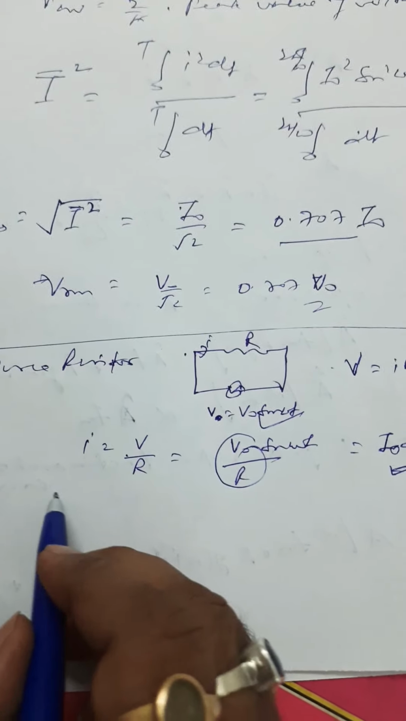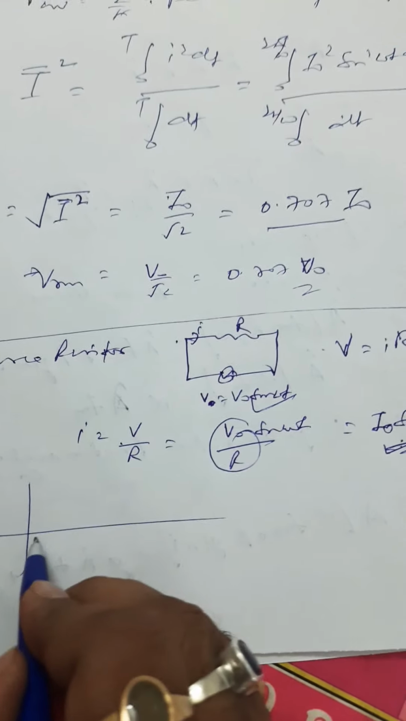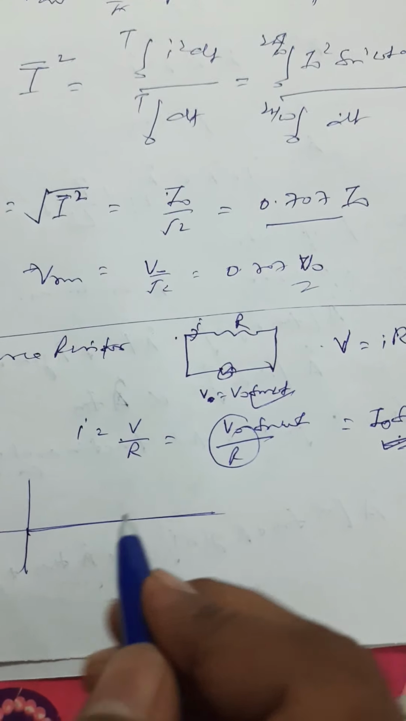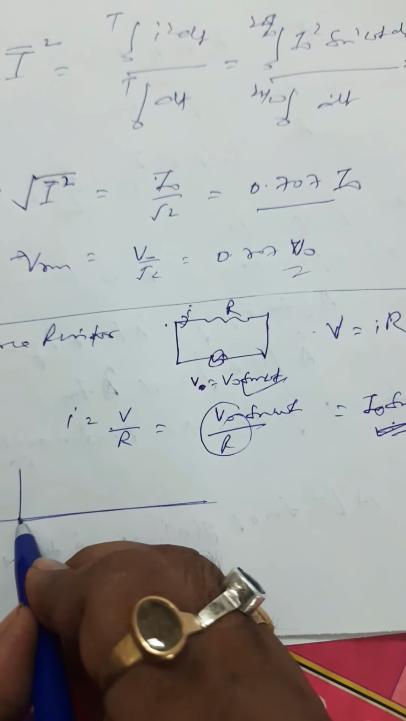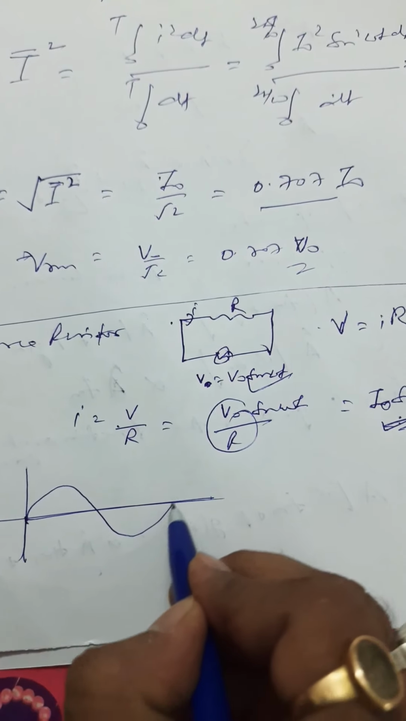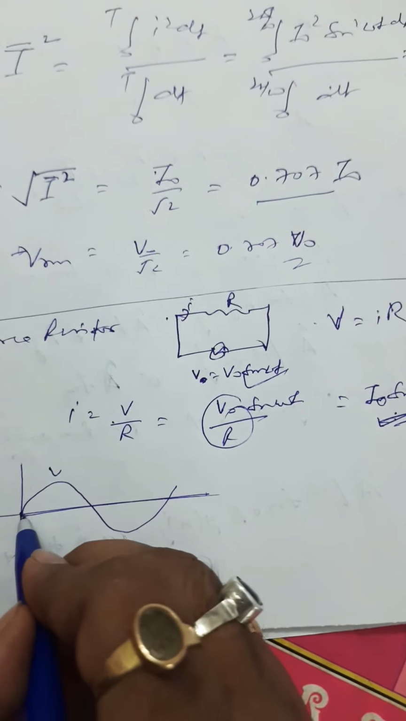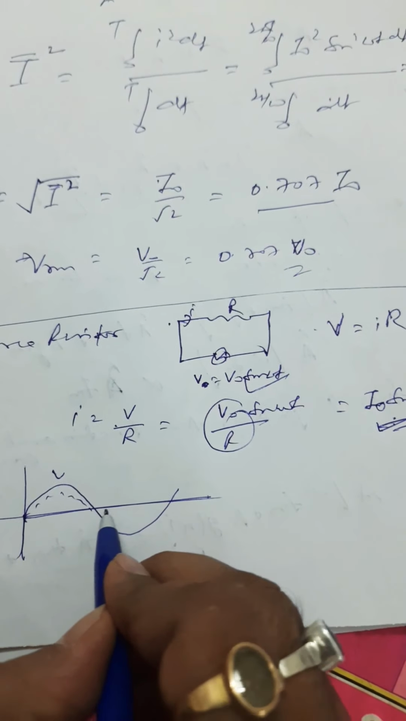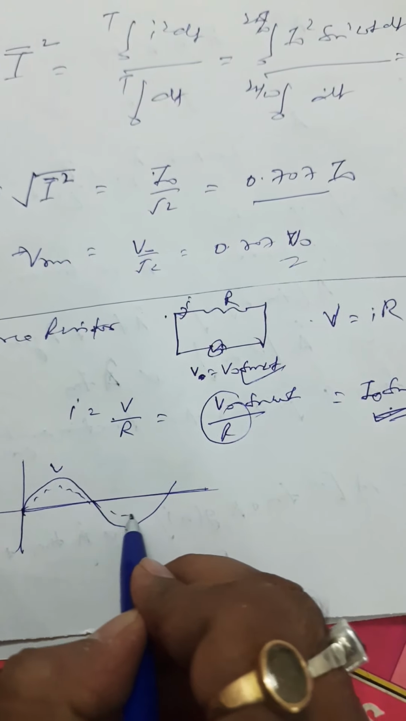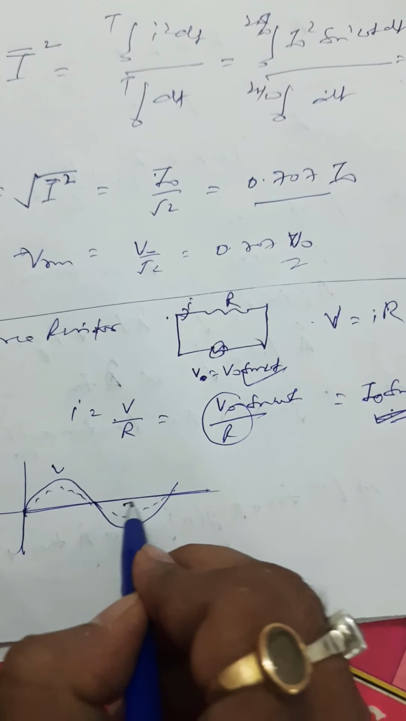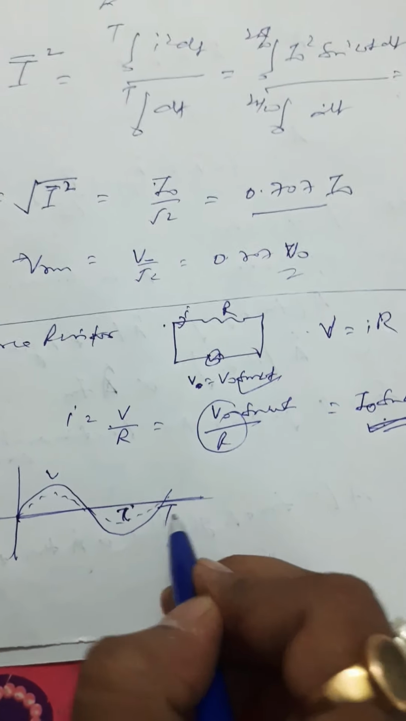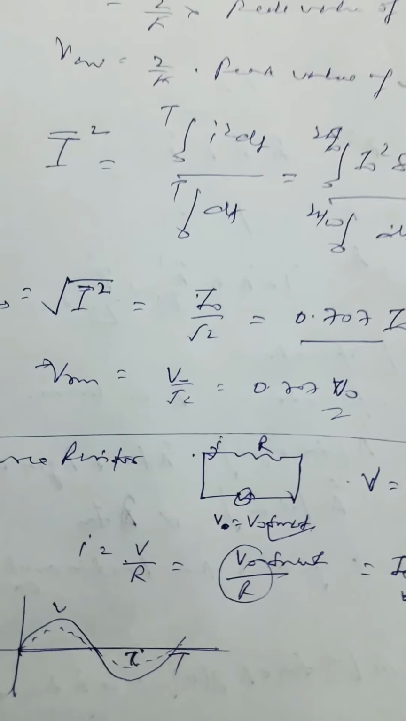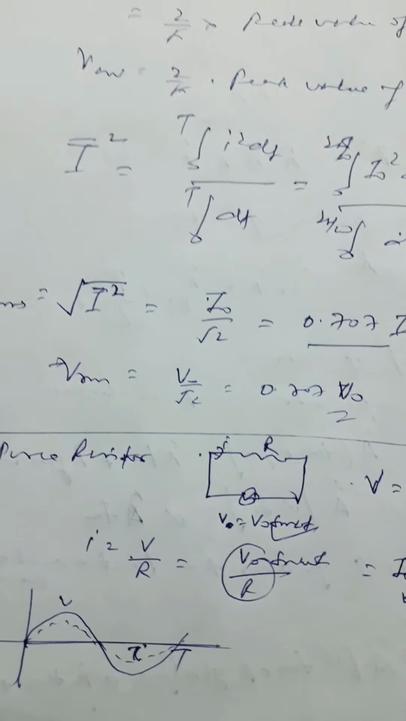If you draw the wave for this I and V, if this is V, then the current will be something like this. If this is I, this will be V, and this is the time period T. So what we can say is that they are in phase as far as the pure resistance circuit is concerned.